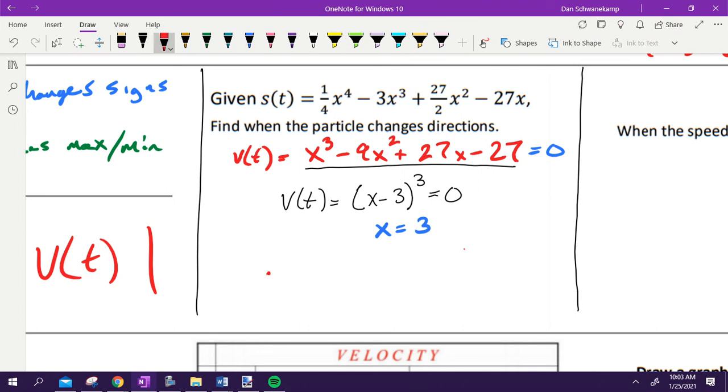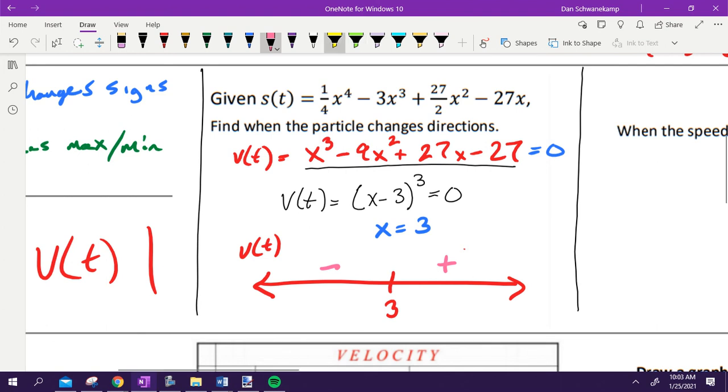We could then take it and put it on a velocity sign chart. We could throw 3 on there. Just because it's 0 doesn't mean it changes directions. We got to make sure it changes signs here. So we got to plug in a number bigger than 3. If I plugged in 4 here, it's positive. If I plugged in a number less than 3, like 1, 1 minus 3 is negative 2 cubed. Oh yeah, that's negative. So yes, when does it change directions? Boom, at x equals 3. Why? Because velocity changed signs.